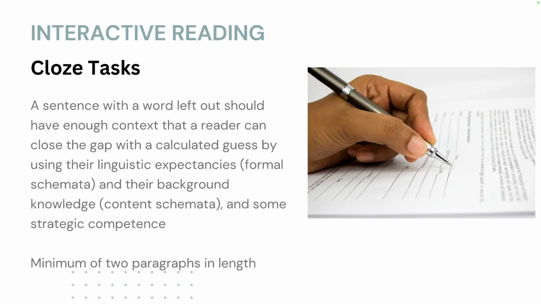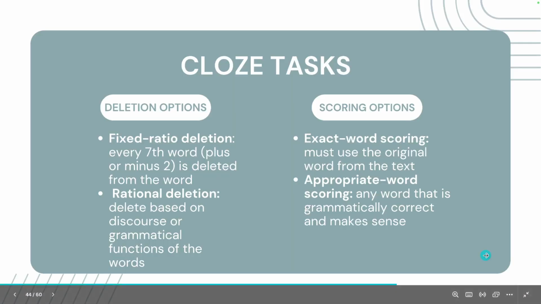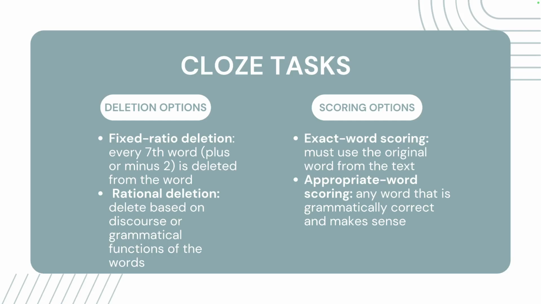And as I mentioned before, this used to be a common way to do English proficiency testing. These ones, though, you see, are a minimum of 2 paragraphs in length. If you go back to the selective reading, you know it's much shorter, right? Short paragraph. Okay, now, in terms of closed tasks, there's 2 things you have to consider if you're going to do this. The first is your deletion options, and the second is your scoring option.